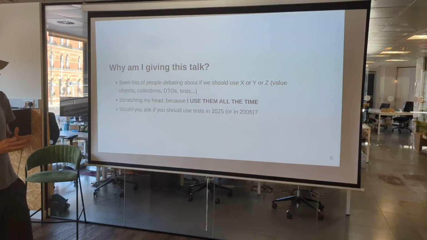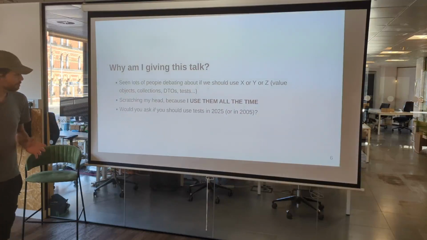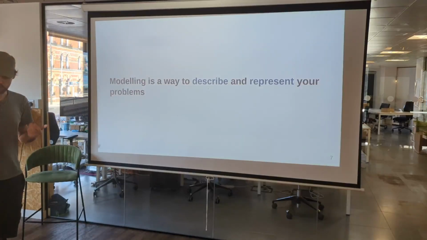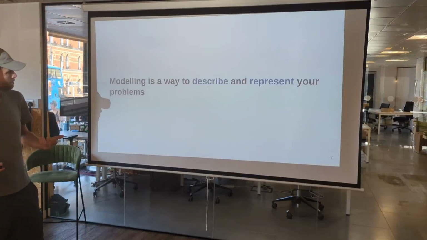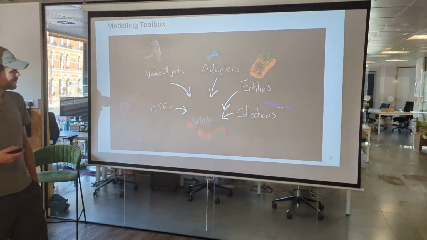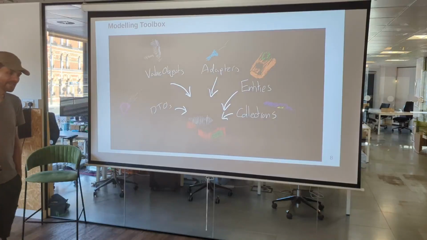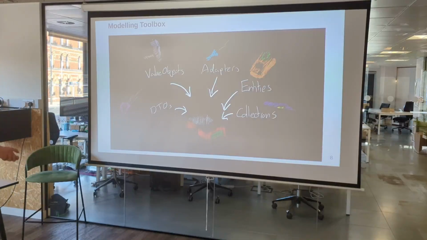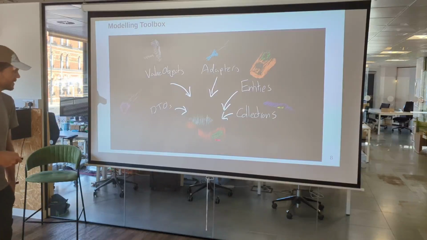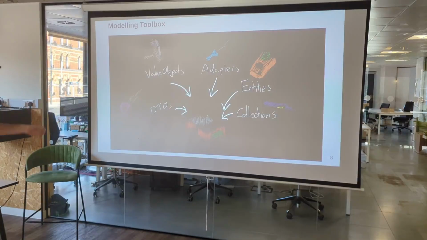I use them all the time because they're part of something that I call modeling, right? So modeling is a way to describe and represent the problem that you're trying to solve. And you've got a toolbox, just like any artisan, right? You're building something, you've got a toolbox, and you've got these tools, these design patterns that you can use to solve the problems, to model the problem that you're confronted with. So these might include value objects, adapters, entities, collections, DTOs, factories, whatever, right? These are the tools in your toolbox.